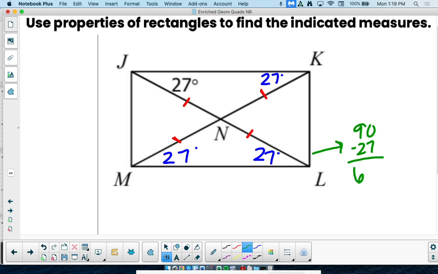Are you okay with 63? 63. Now look, 63 is filling all the other spaces around the corner.